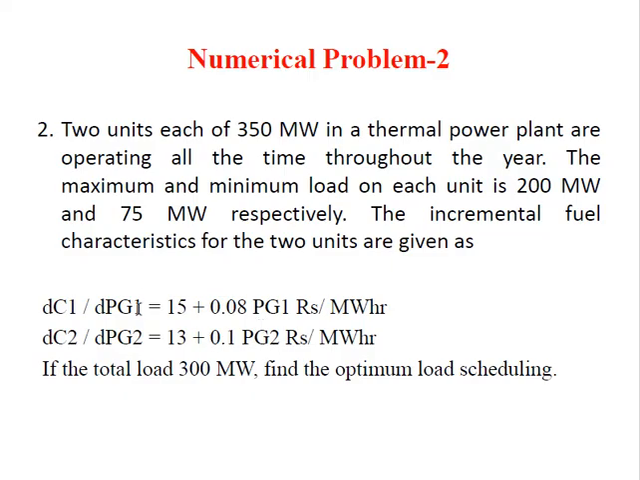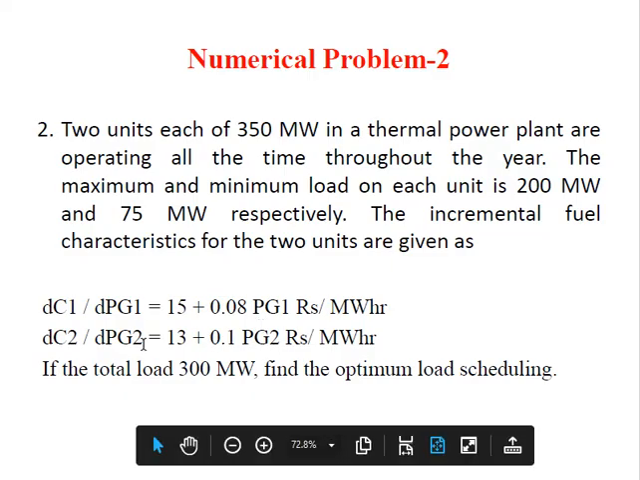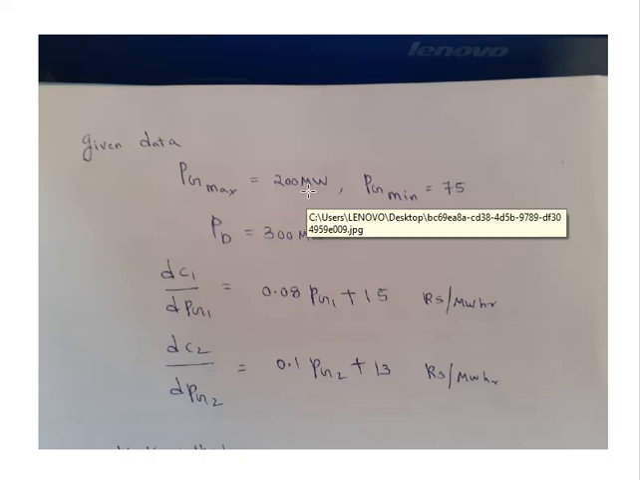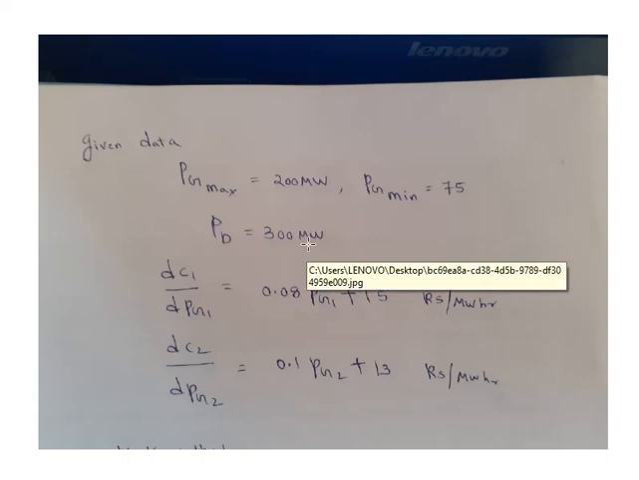So Pg1 and Pg2 need to generate the 300 megawatt, because here also they have not mentioned the losses. So consider the transmission losses are neglected. Based on the given data, we can analyze that the minimum limit is 75 megawatt and the maximum limit is 200 megawatt, and the power demand is 300 megawatt.